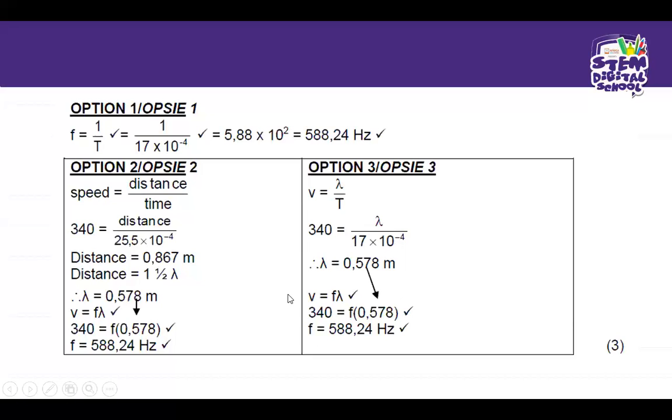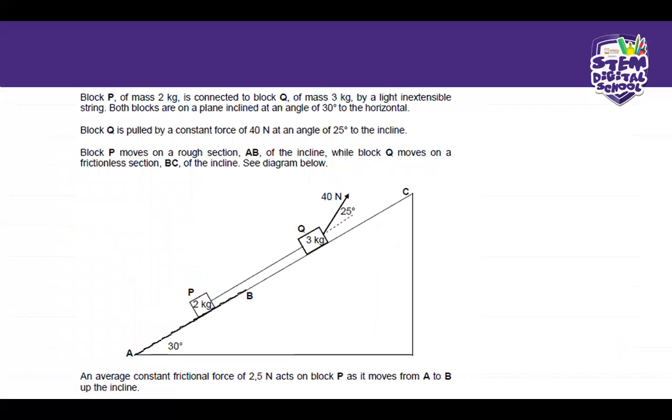After we find our wavelength, we go back to this formula where it says velocity is equal to frequency times wavelength. We make the frequency the subject of the formula, and we're going to get the very same answer. But I think that this one is the best one because it's much simpler and less complex. So that is our answer. So now we move on.